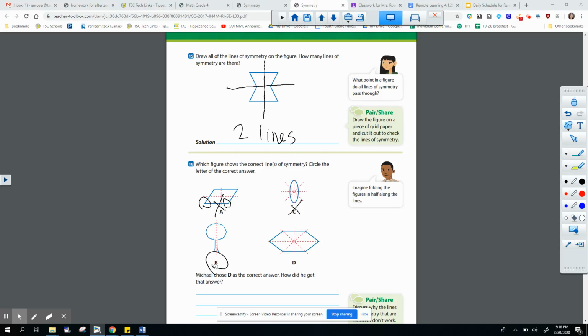Michael chose D as the correct answer. How did he get that answer? Well, he thought that that hexagon had diagonal lines of symmetry, and it doesn't. So I'm going to write that. He thought shape D had diagonal lines of symmetry.